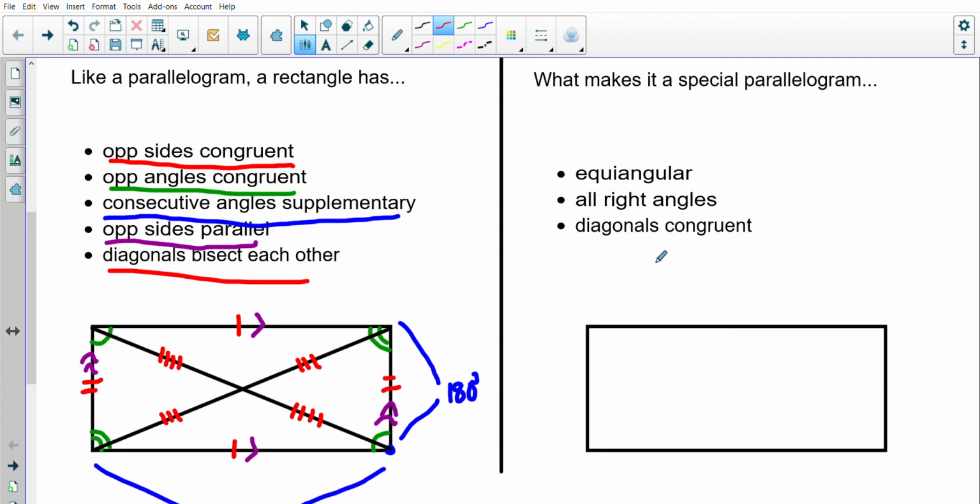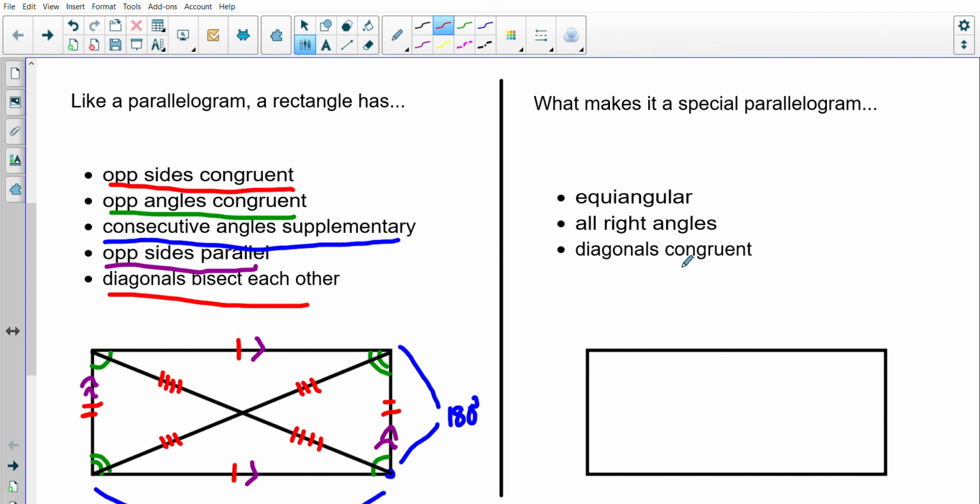But as we scroll up here, what makes this a special parallelogram? What other things make a rectangle unique that aren't true for a normal parallelogram? To me, these first 2 go hand in hand. Rectangles are equiangular and all the angles are right angles. All of the angles are the same and they're all 90 degrees, so you can go ahead and mark that. The other thing that makes rectangles unique is that the diagonals are congruent.